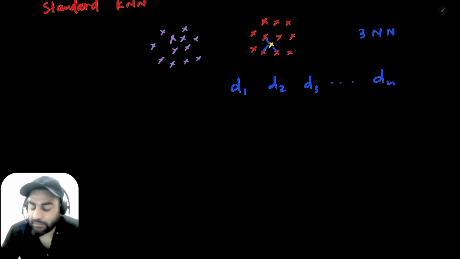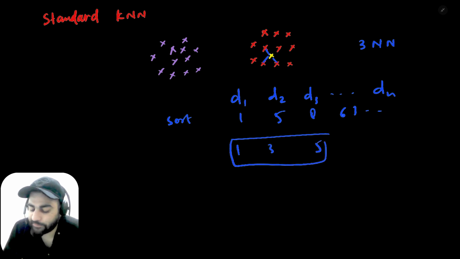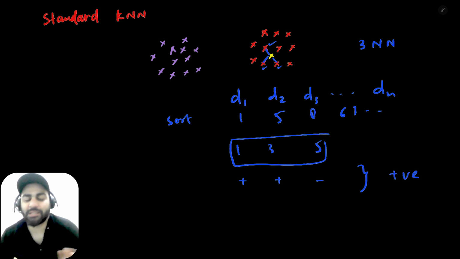Suppose the values are like 1, 5, 8, 6, 3. Then we'll sort all of these and take the least k distances. Suppose the least three distances are 1, 3 and 5. Then we'll check the labels corresponding to these three points. Suppose they are positive, positive and negative. By majority vote, we'll say the query point is positive. That's the whole crux of KNN.